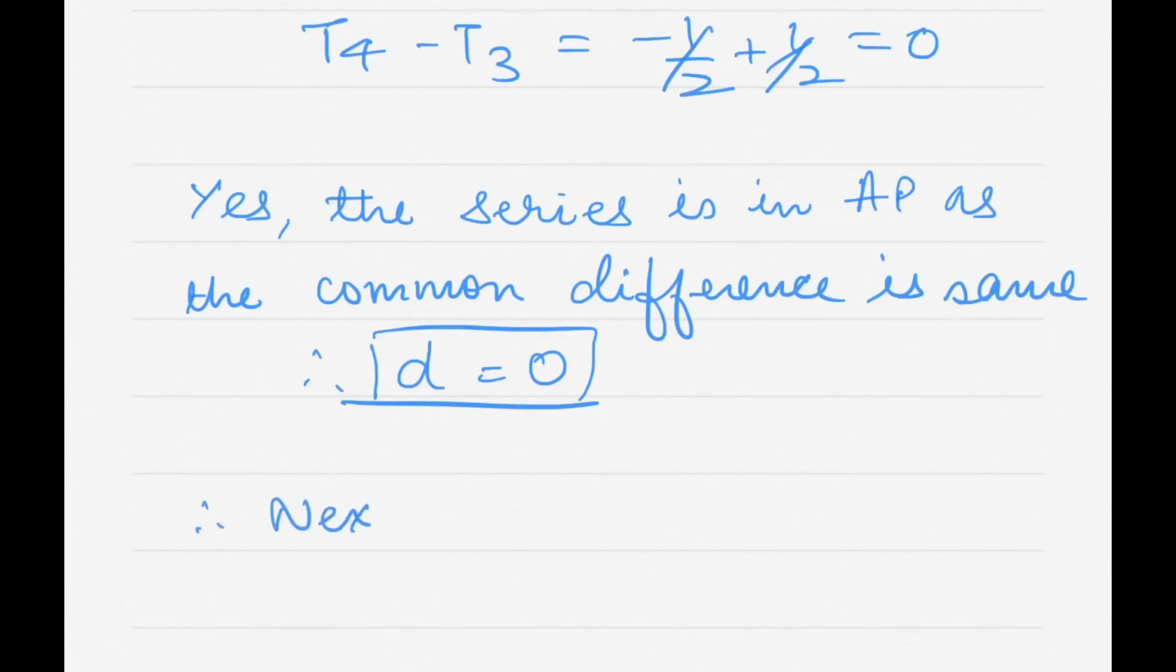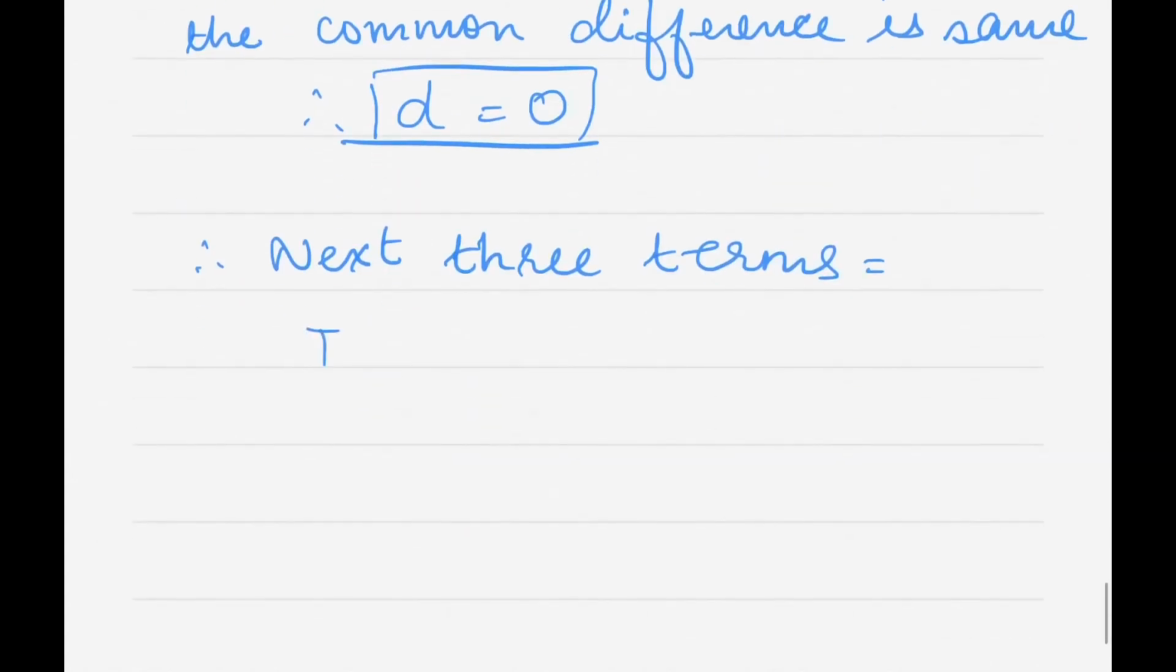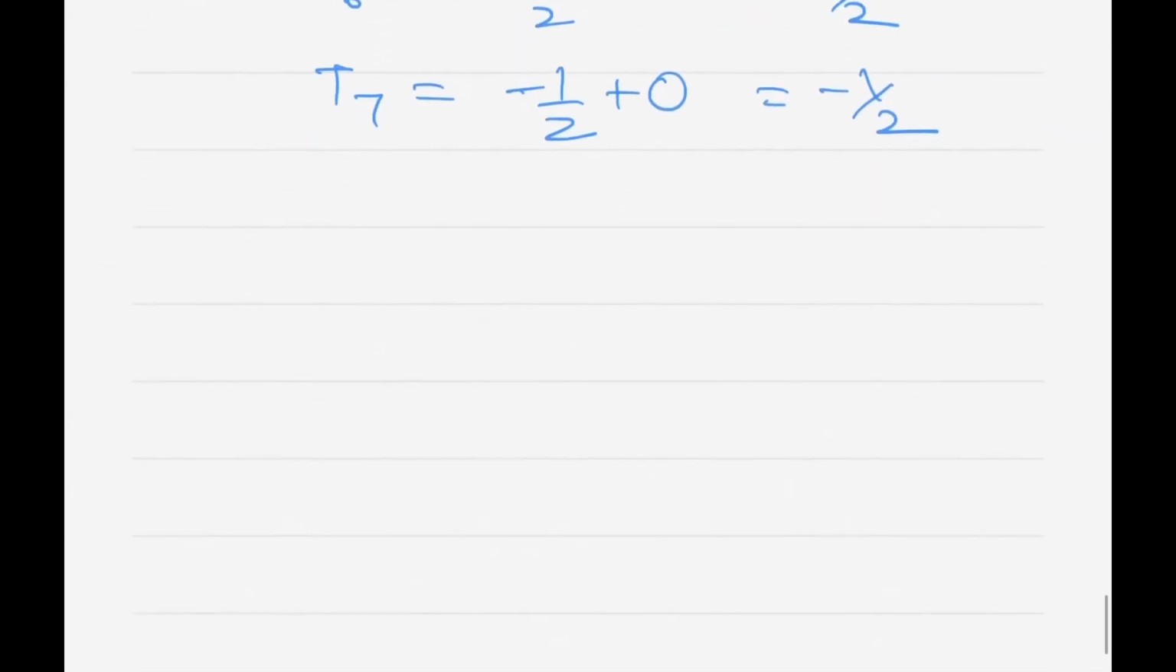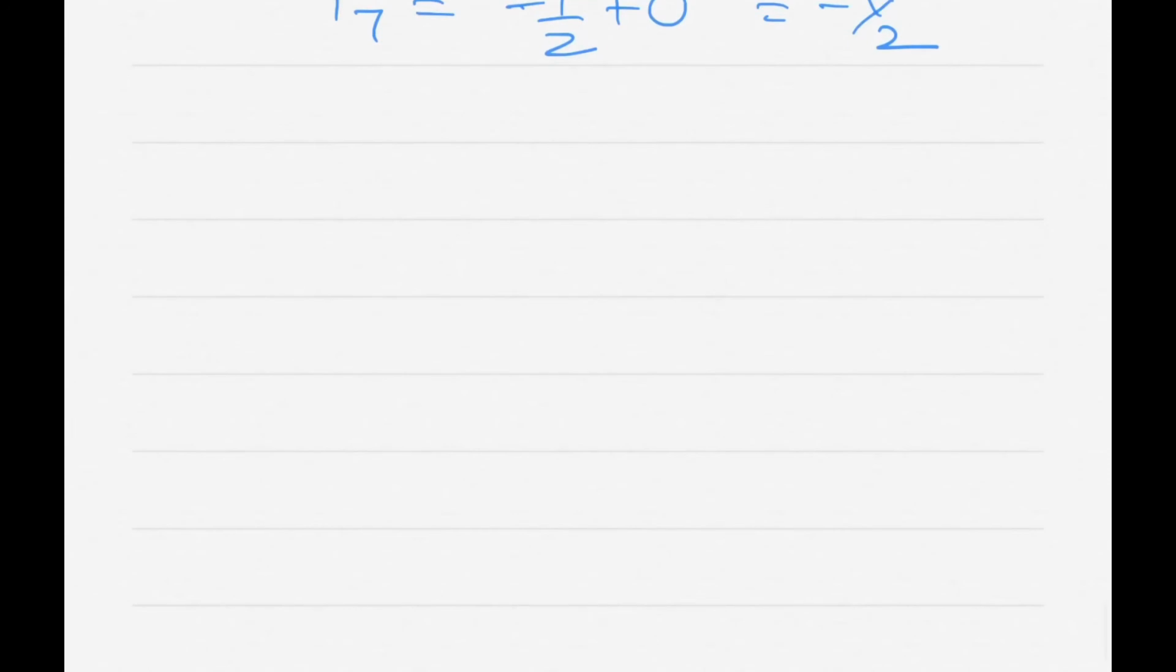And therefore next three terms will be, now till T4 we got it. T5 is equal to minus half plus 0, so that will also be equal to minus half. Then T6 is also equal to minus half plus 0, so that is also equal to minus half. T7 is also equal to minus half plus 0, so that is also minus half. So all my terms are minus half. So that's fine, I think we have done. Now let's move to next question.